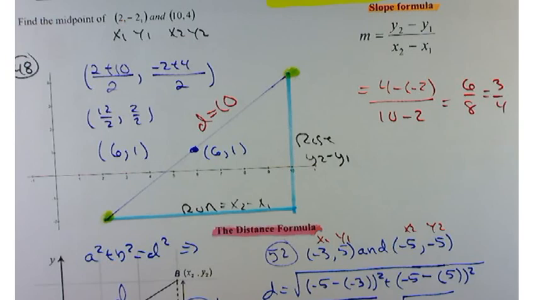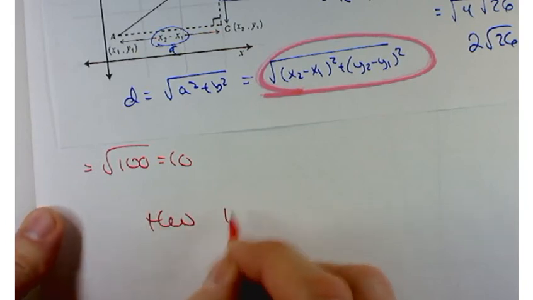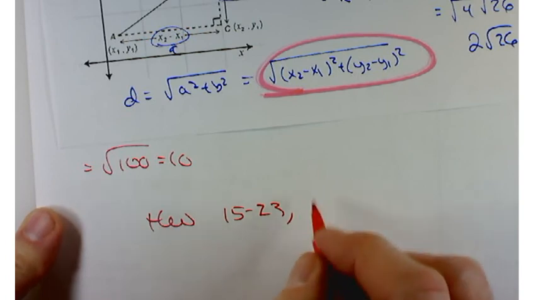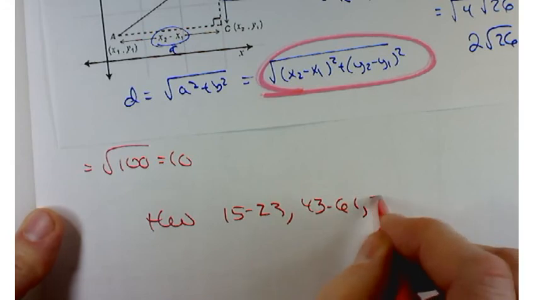We're looking okay there? All right, let me give you some homework. For homework, try 15 through 23 and 43 through 61, and the bonus problem of 75.